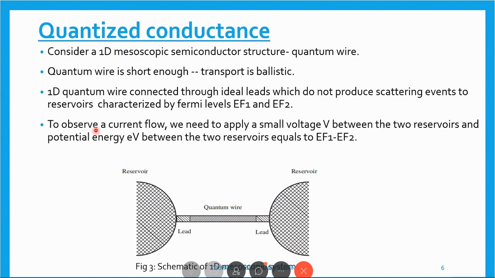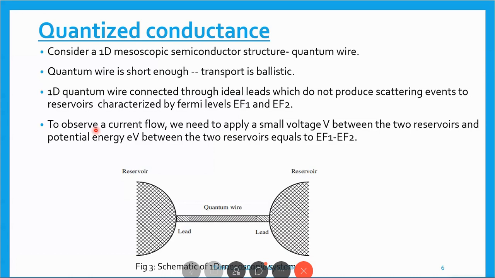So I'll discuss once again. In the last session we discussed how Van Wees et al. had produced the structure quantum point contact, and it is they who first found the concept of quantum conductance. Now, to understand quantum conductance better and to derive a formula for quantum conductance, consider a 1D mesoscopic semiconductor nanostructure. Let it be a quantum wire. This quantum wire is very short so that the transport is ballistic.